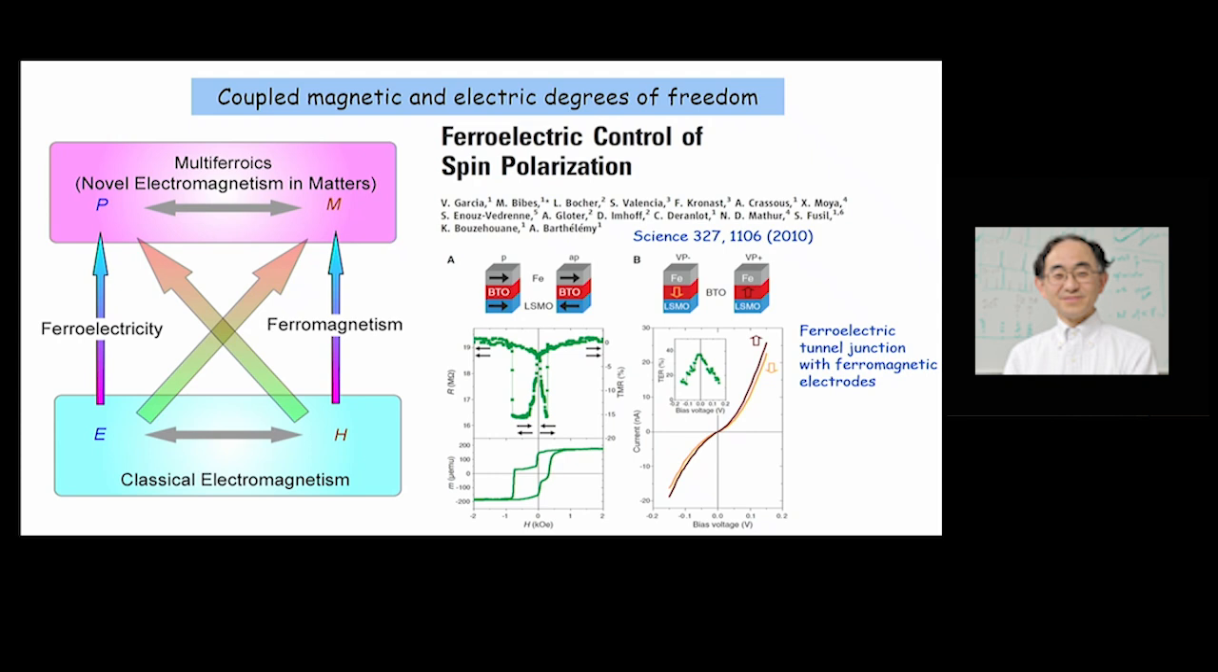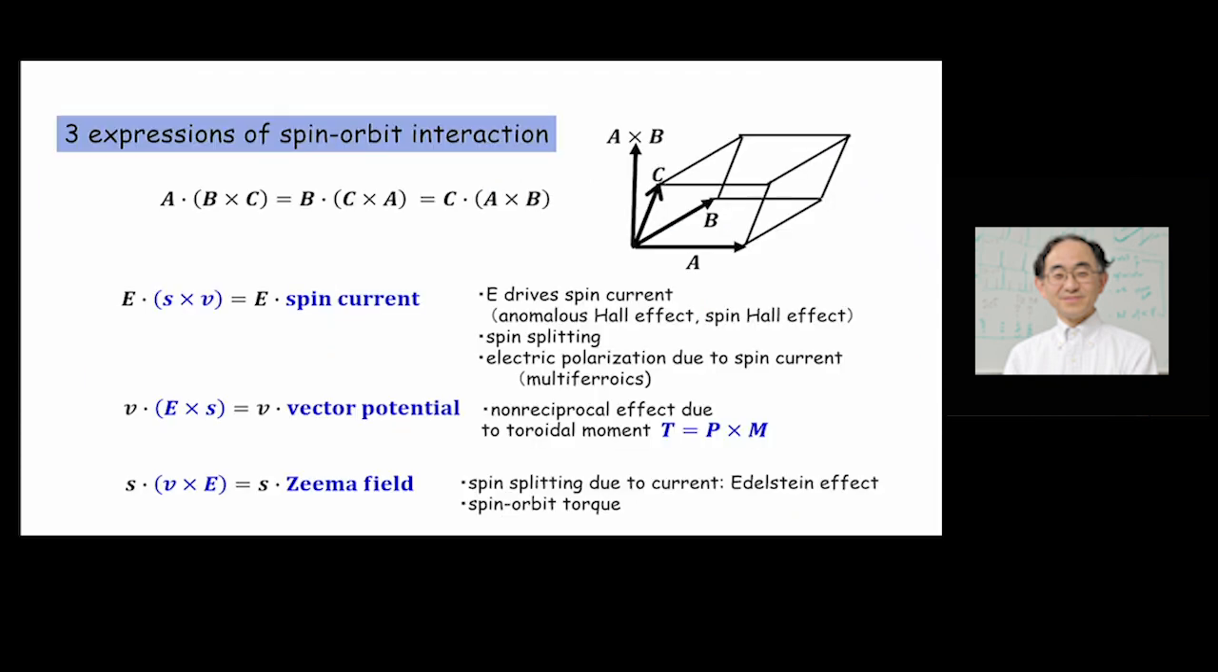In these transition metal oxides, the coupling between the polarization and magnetization is a very important issue. For example, this is a very representative work by our chairman, Vincent, using a ferroelectric tunnel junction with ferromagnetic electrodes. You can enhance the coupling between the polarization of this BTO and the magnetization. So this is a strong coupling between the M and P degrees of freedom, and this is a typical multiferroic where two symmetries are simultaneously broken.